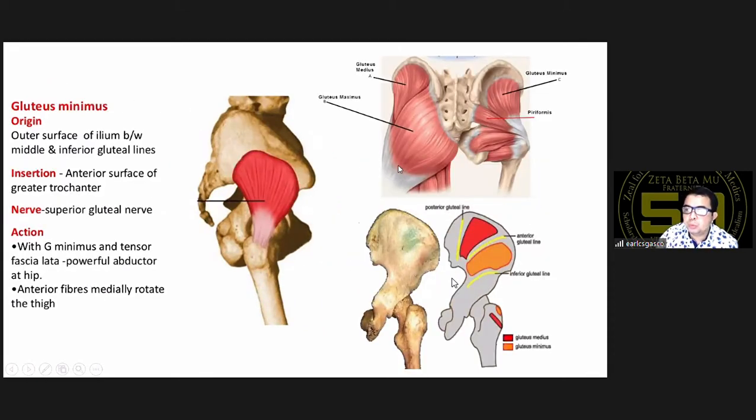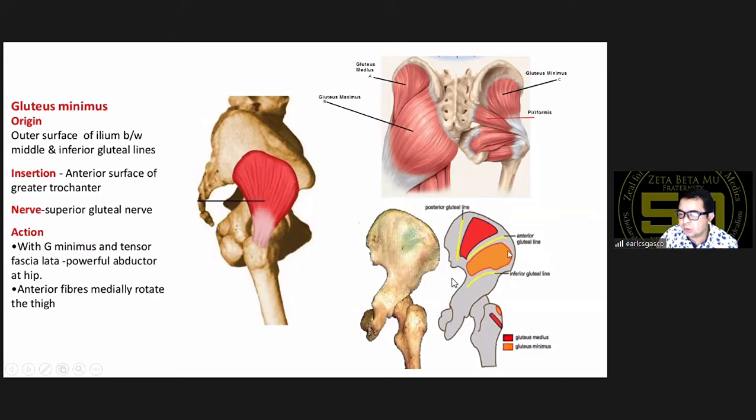Finally, we have your gluteus minimus. For your orientation, gluteus maximus covers the posterior part of your gluteus medius, and beneath the two is your gluteus minimus. You see the small structure there. Gluteus minimus originates from the outer surface of the ilium between the middle and inferior gluteal line.